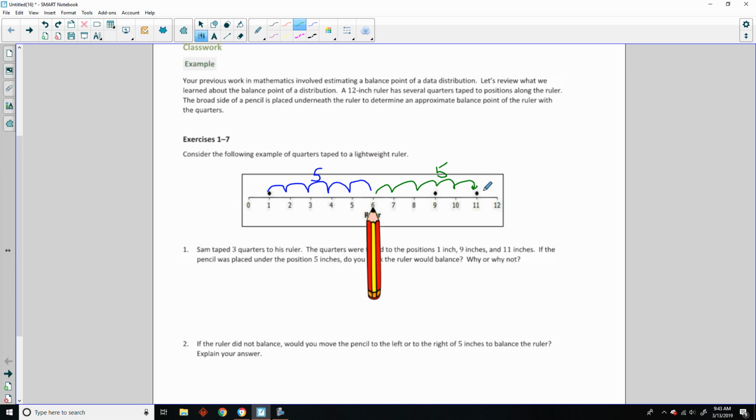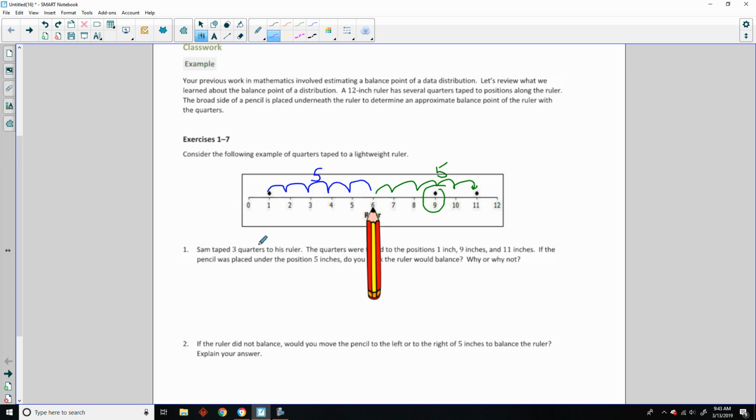But if I put a quarter at 11, it would be balanced again because they're the same distance from the center. This ruler would balance with a quarter at 1 and 11. But then when we throw this 9 here, the quarter on the 9, it would fall to the right again. I would have to go over 1, 2, 3 to center, and then 1, 2, 3, and put a quarter at 3 for it to balance again. But since we don't have that 3 there, this would fall to the right.